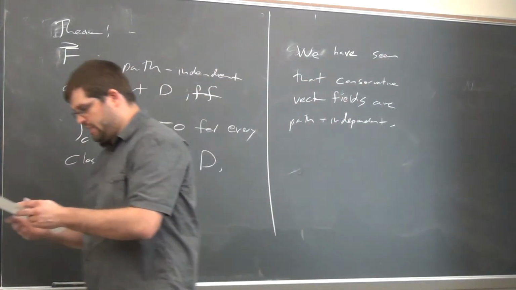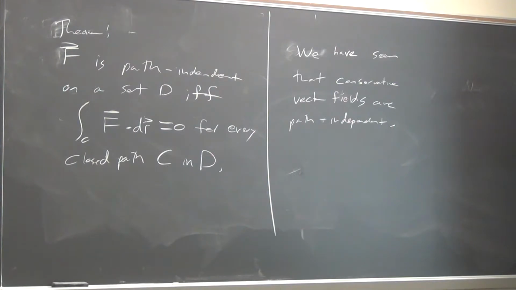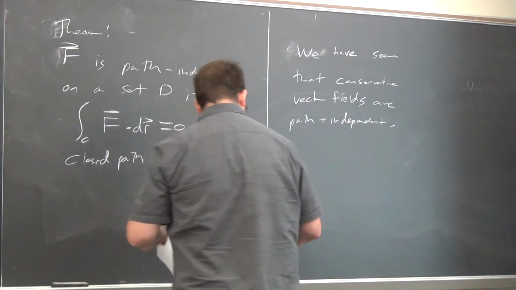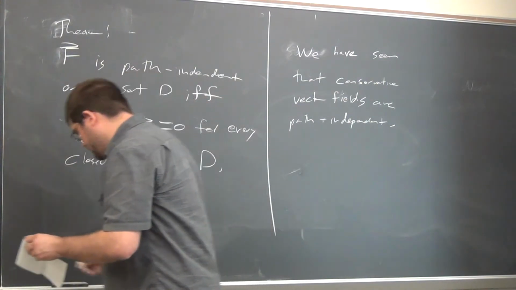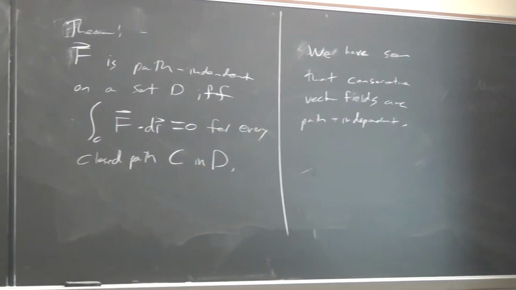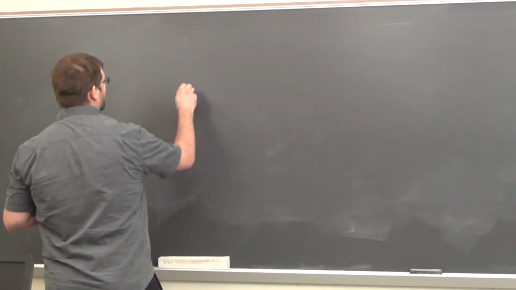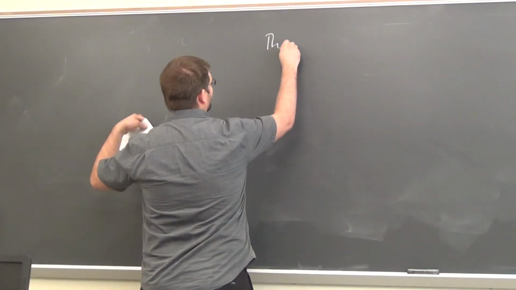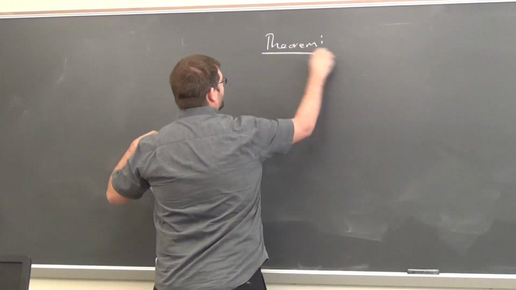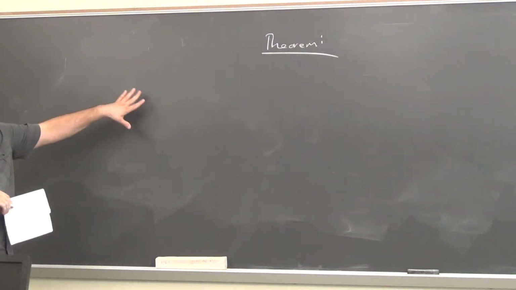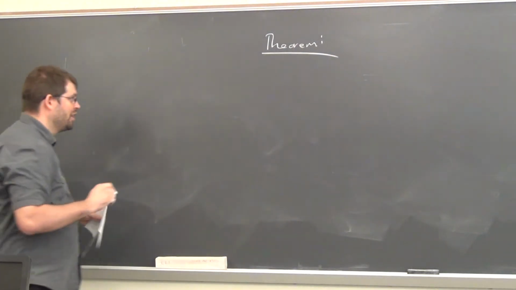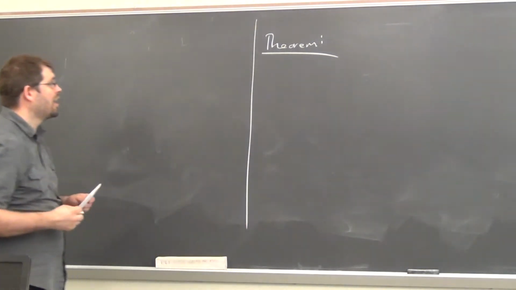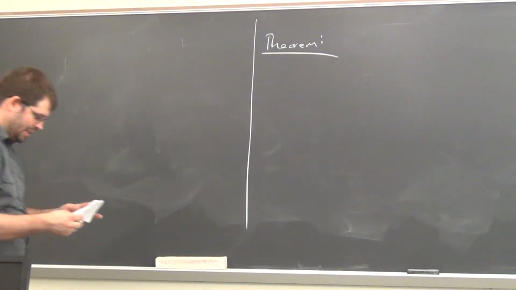Okay, and so the question is, what about the other way around? If you know something's path independent, can you guarantee that it's a conservative vector field? And the theorem is basically yes. But there's a couple little things we have to put in here. And so let me state the theorem here. I'm going to be pretty vague about a couple definitions. I'll draw pictures over here and talk about what we're looking at. But let me just state the theorem first.